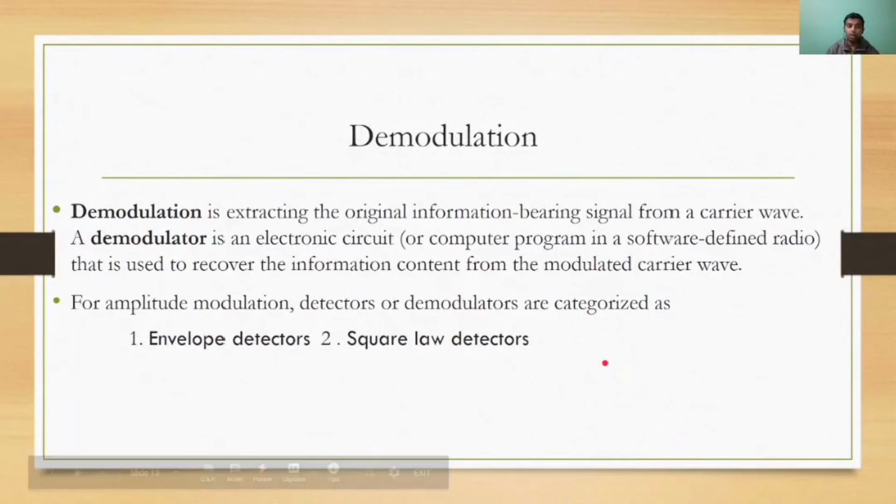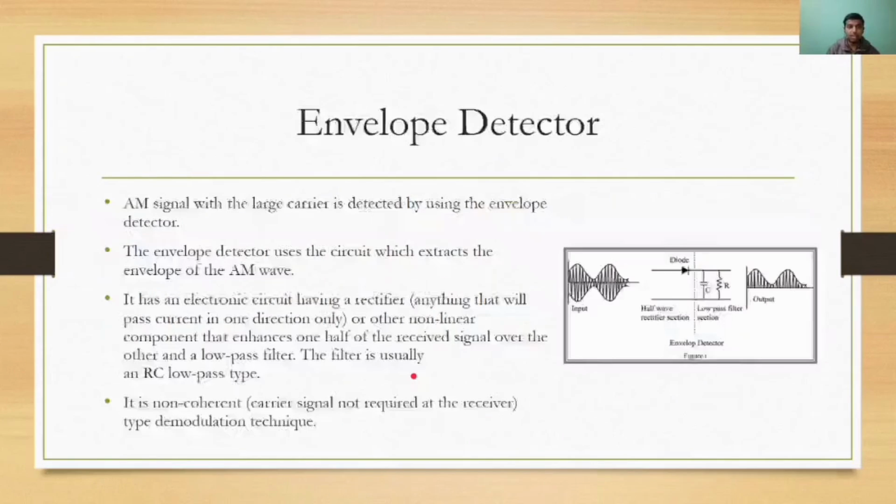Now we have seen modulation, which is the encoding of the signal. Now we need to decode it, so we require demodulation. Demodulation is used to extract the original information from a carrier wave, and a demodulator is a device used to perform demodulation. We have two types of demodulators or detectors. First is the envelope detector and the other one is the square law detector. We will discuss envelope detectors in the next slide.